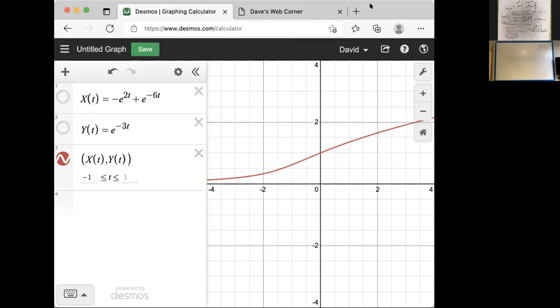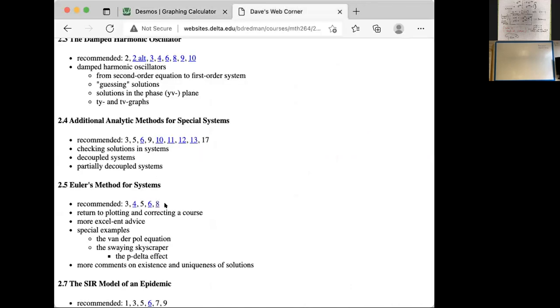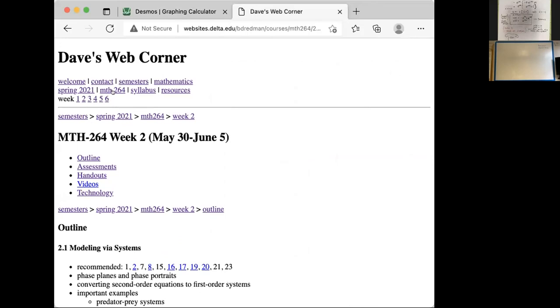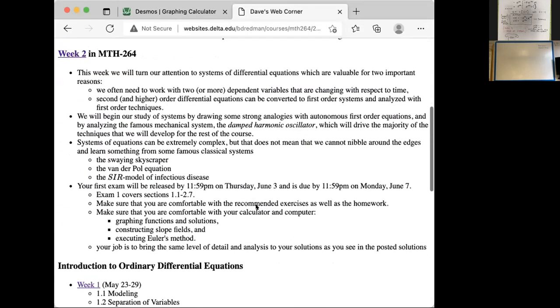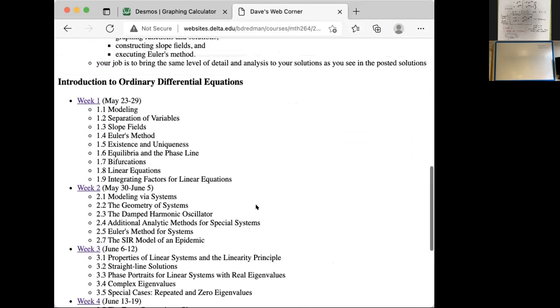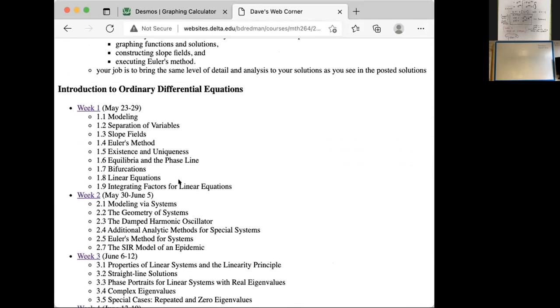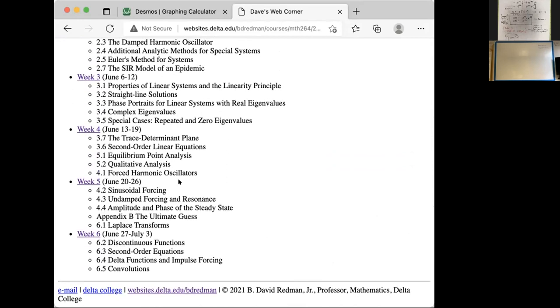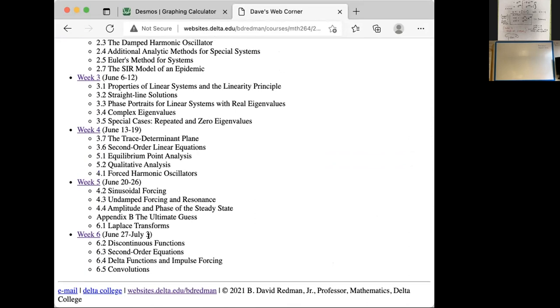So back to the website, back to Dave's Web Corner, and let's go back to the outline of the whole course. So here is the outline of the whole course. I made each one of these weeks a 7-day period because I wasn't going to be prejudiced about which days I'm using. So technically the class terminates on July 1. But we are covering these four sections in the last week.